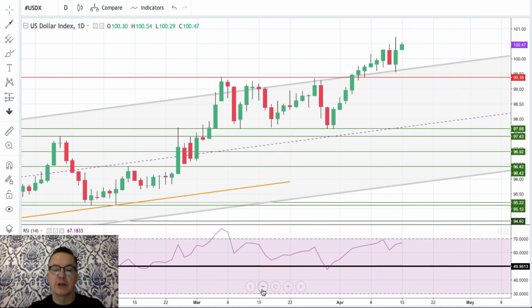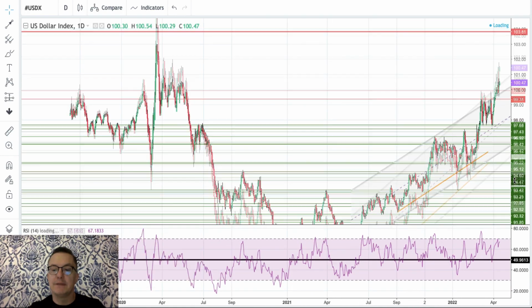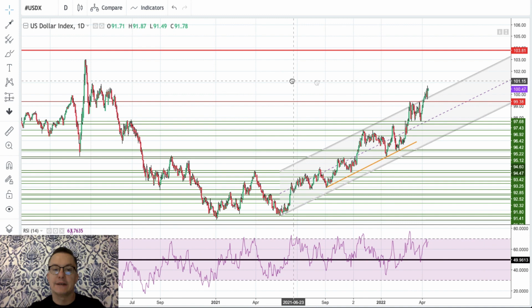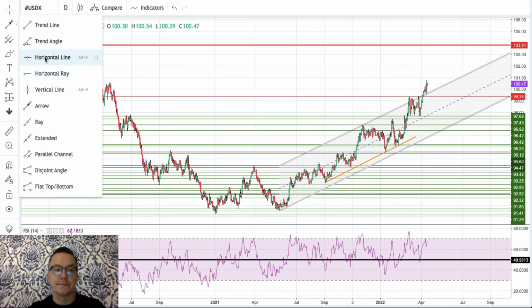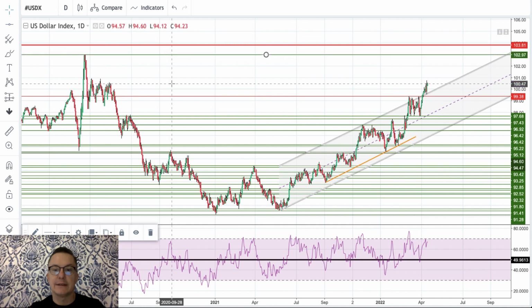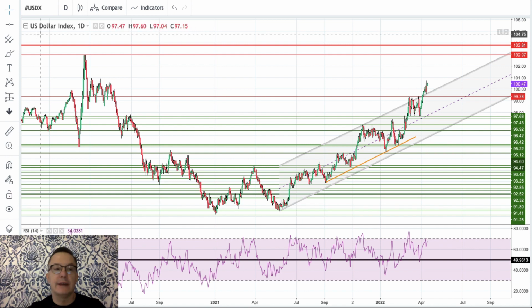We are out of the channel. We are trending above the channel, which means this market might even accelerate to the upside. The next target, let me just point it on the screen. The next target is the technical resistance here, like 102.97, 103 basically, and then of course we've got 103.81.